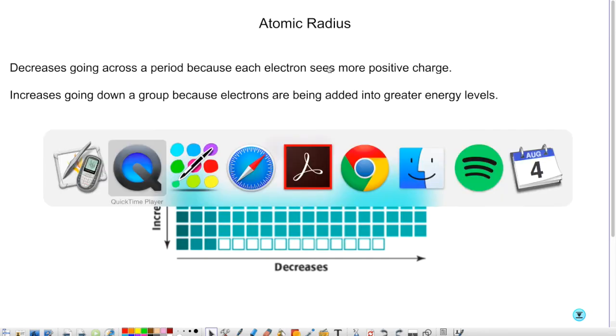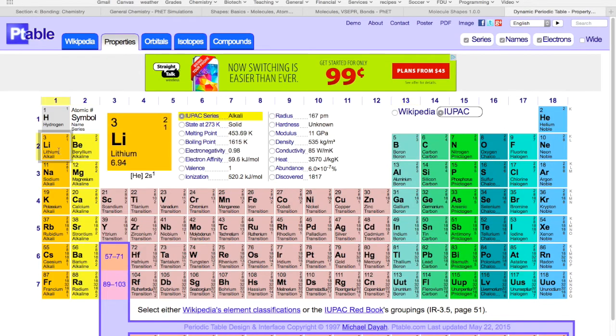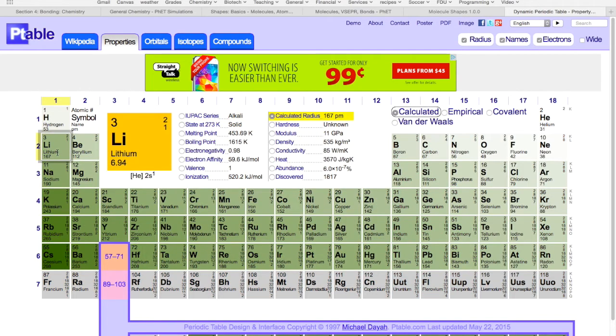So let's take a look at radius here. Let's take a look at the second period. Okay, so as we move across, we're always adding electrons into the second energy level, right? This is 2s1 all the way up to 2s2, 2p6. So we're always adding into the same energy level, which is roughly the same distance from the nucleus.